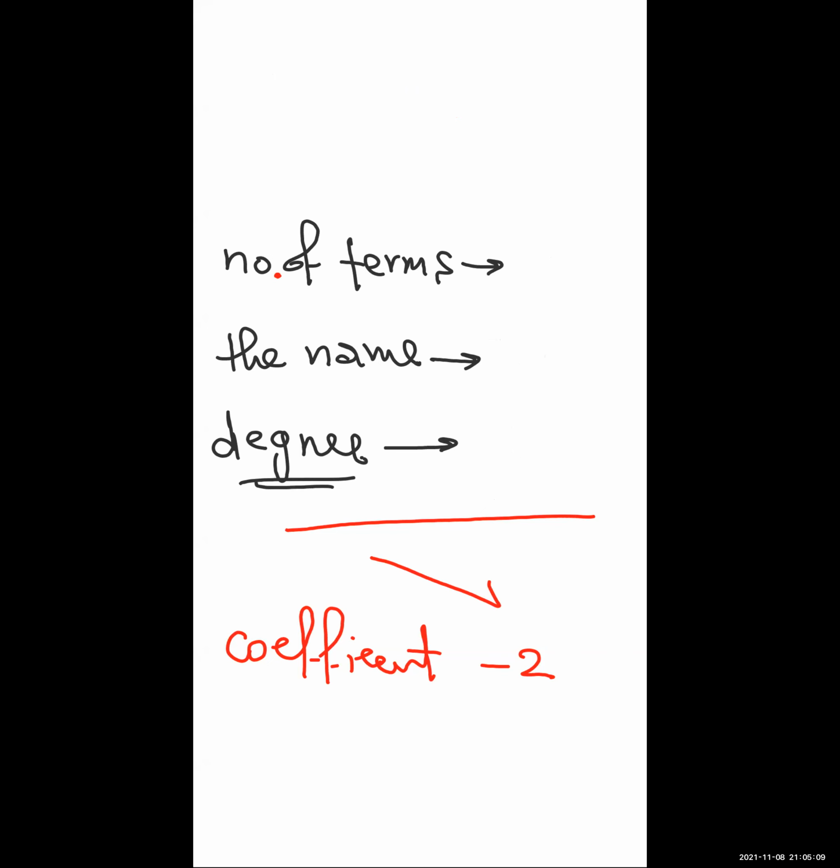Okay, so here 1 over 2 a plus 1 over 4 b minus 5. Number of terms, 3 terms. The name, trinomial.